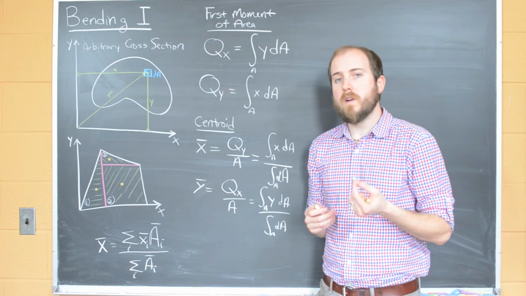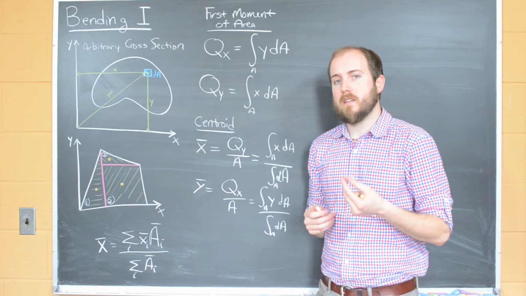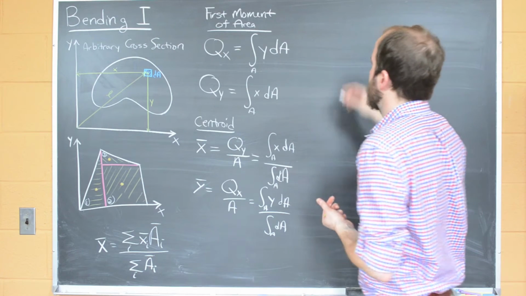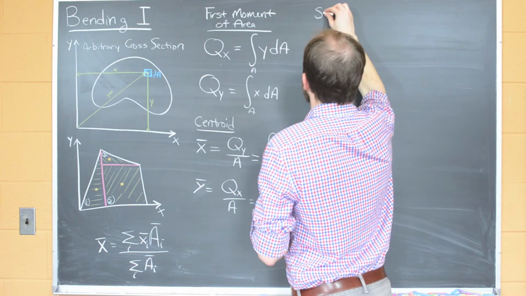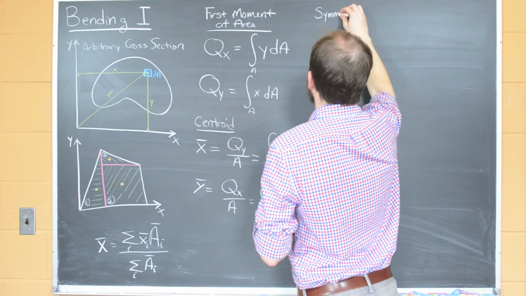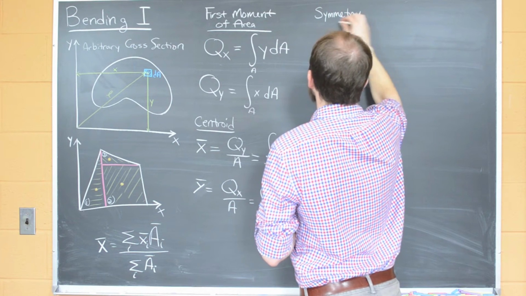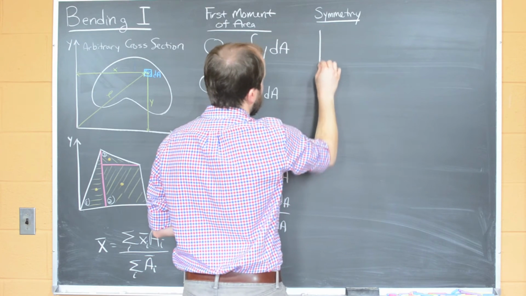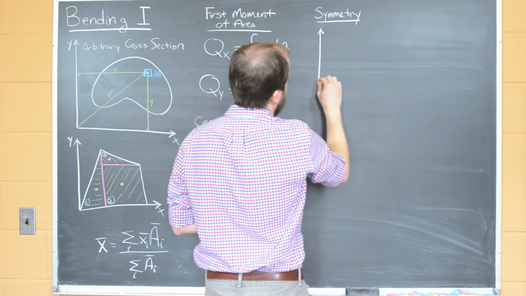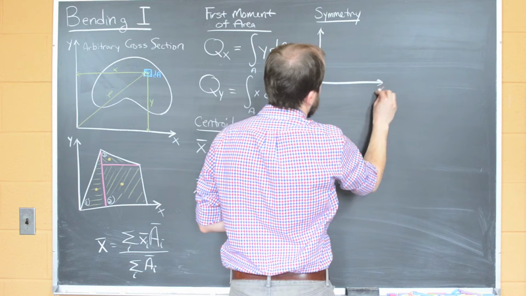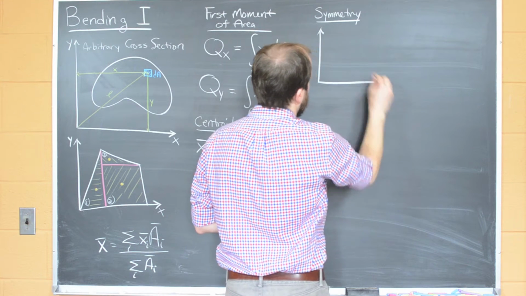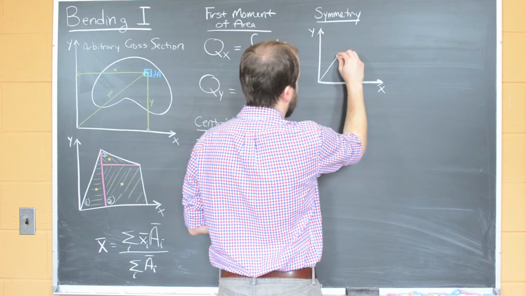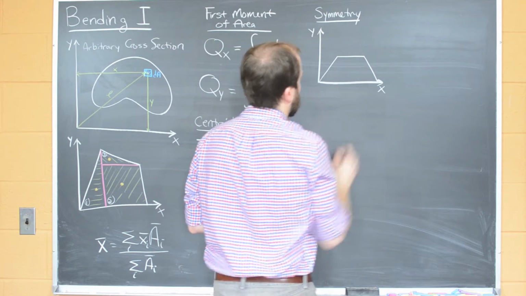Luckily, there's a few ways that this process can be simplified. And the simplification of a first moment of area comes about when there is symmetry of a cross-section. So symmetry of a cross-section. So now let's look at a different cross-section here. And in this case, we'll draw it to look like this.